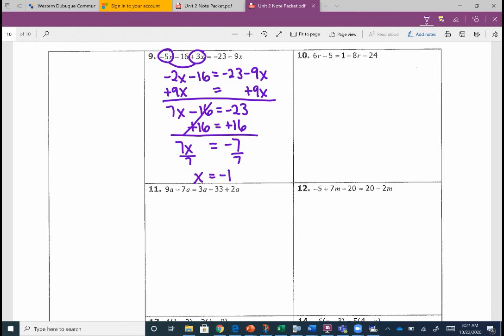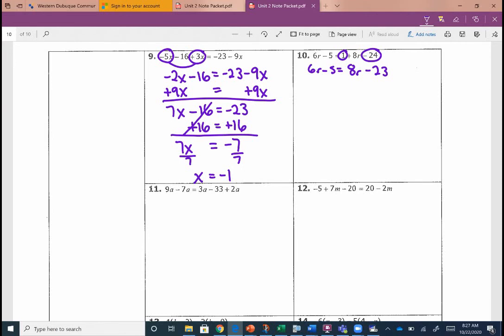So in number 10, if I look on the left side, 6r minus 5, I can't put anything together. So I'm going to keep that left side the same. Over on the right side, I have a 1 and a negative 24. I can put those together because they don't have r's. Now, when I put them together, I don't change their sign because they're on the same side. So my 8r is going to stay, and I'm going to have a minus 23.